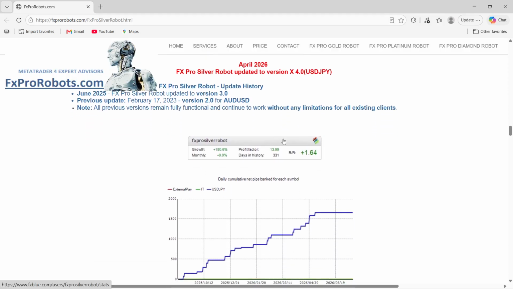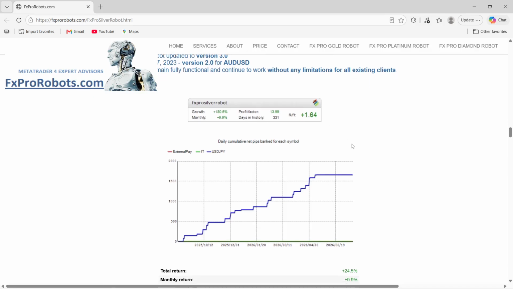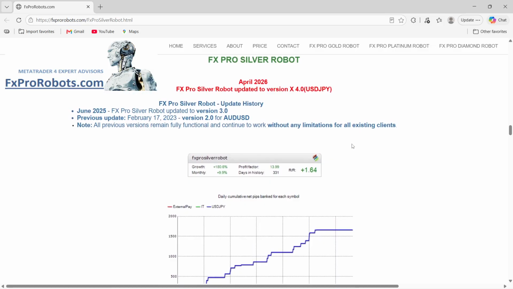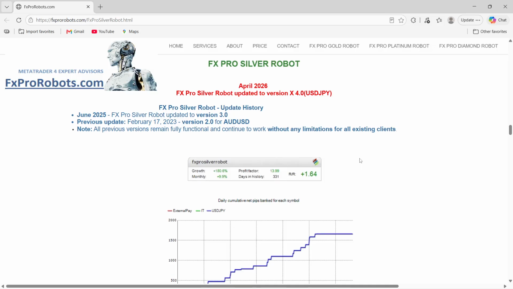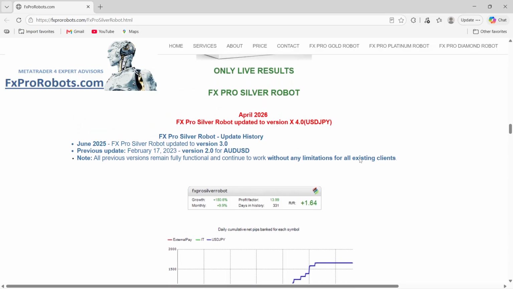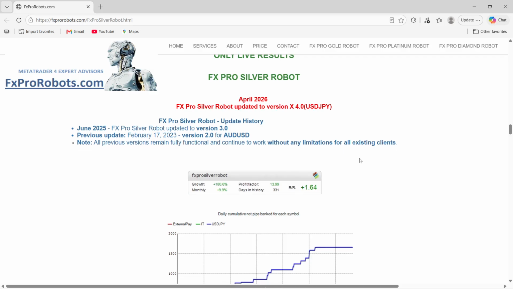The key features include silver specific optimization, multiple technical filters for entries, dynamic or fixed risk management, trailing profit protection, and customizable parameters for different trading styles. The inputs allow traders to adjust risk levels, time frames, and specific silver trading hours. It is marketed as a user-friendly EA.